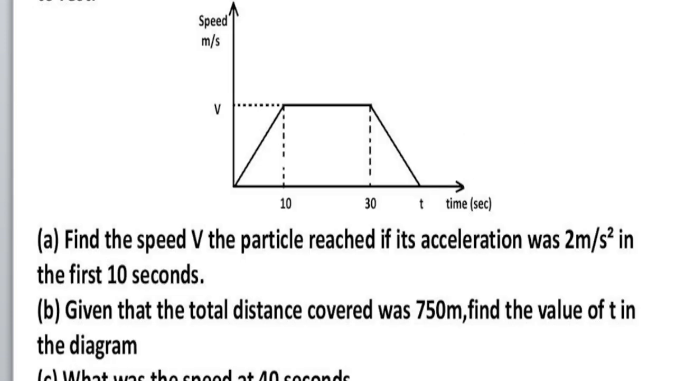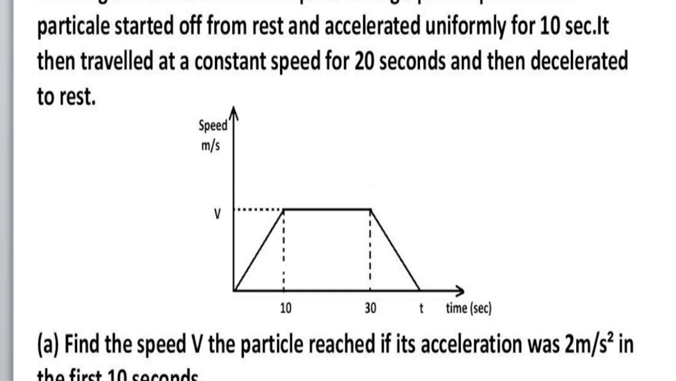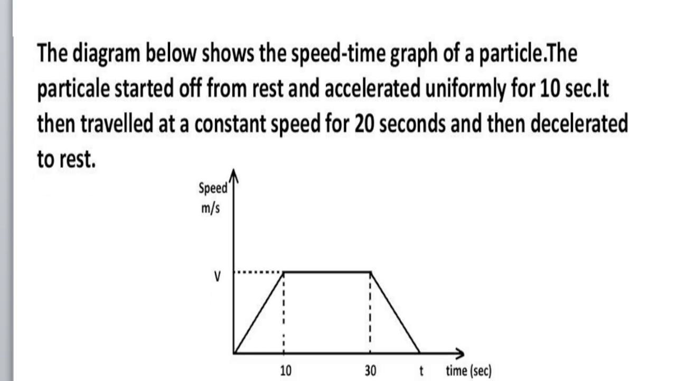So this is another question that we can look at. The question says the diagram below shows the speed-time graph of a particle. The particle started off from rest and accelerated uniformly for 10 seconds. It then traveled at a constant speed for 20 seconds and then decelerated to rest. So this is the diagram that we have here. Alright, now let's look at the questions.